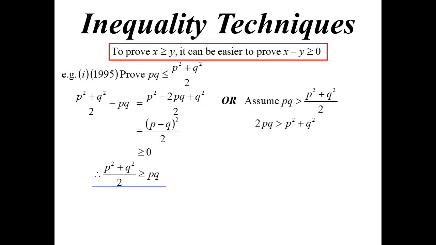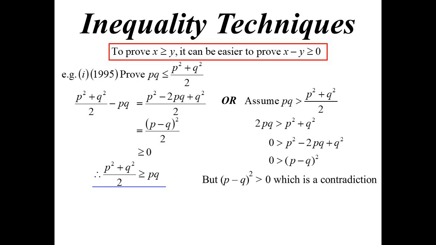Because I'm assuming it's a fact, I'm allowed to manipulate a bit here. Well, that means 2PQ is greater than P squared plus Q squared. That would therefore mean eventually that I get 0 is greater than (P minus Q) squared. But hang on a sec, we know a square is going to be greater than or equal to 0.